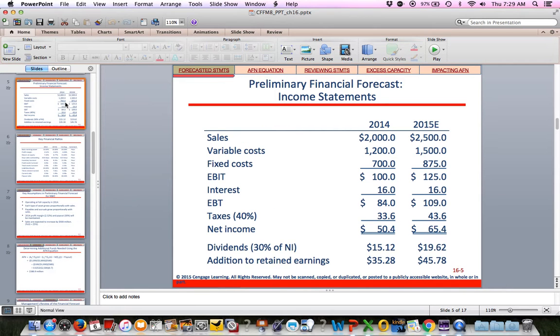My income statement is right here. We're forecasting a very healthy increase in sales, $500,000 increase in sales. My variable cost, which is probably mostly cost of goods sold, is going to go up a little bit. So my EBIT, earnings before interest and tax, will go up, which is good. Interest will stay the same. EBT goes up. Taxes go up because we have a higher EBT, and net income also goes up. We're going to pay 30% of our net income as dividends, and then the difference would be the addition to retained earnings of $45.78.